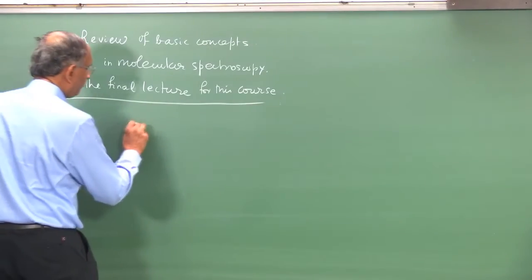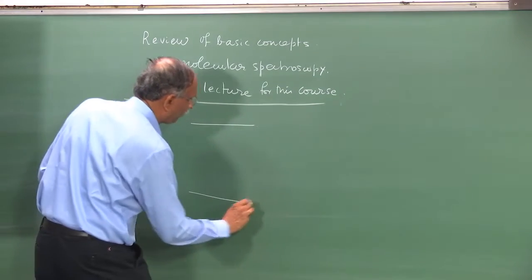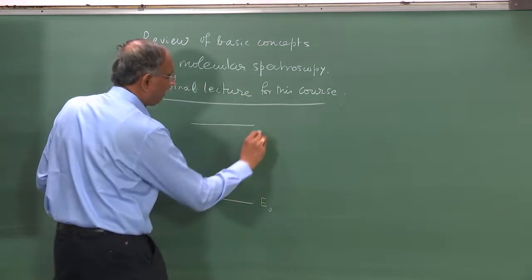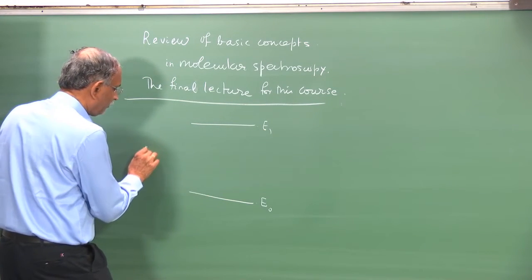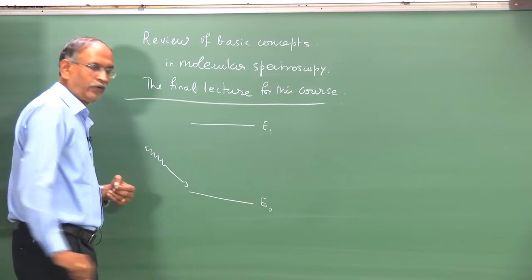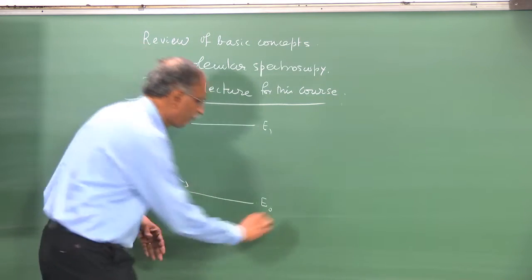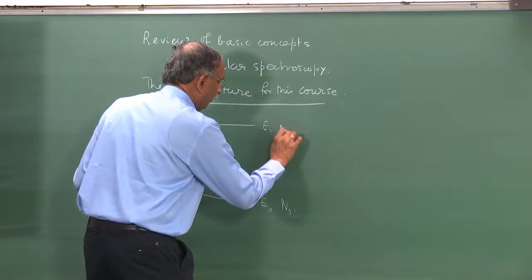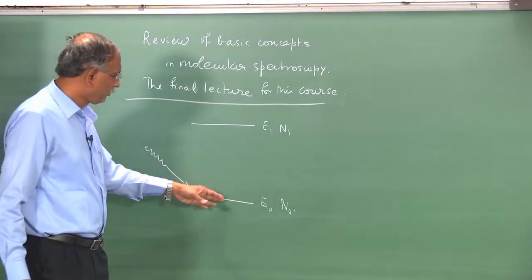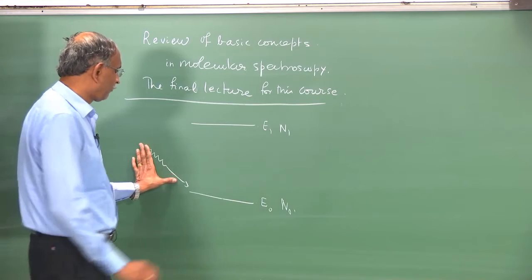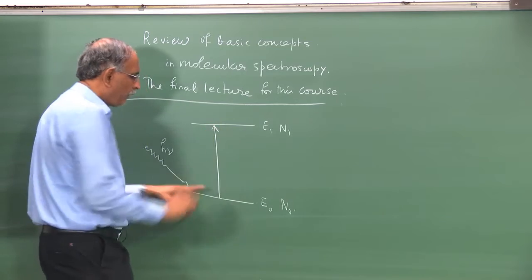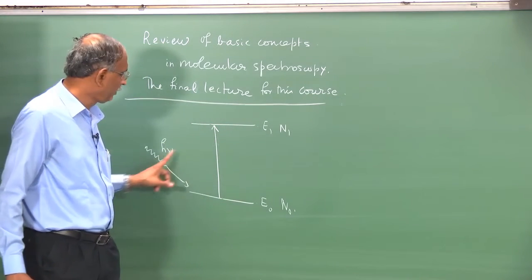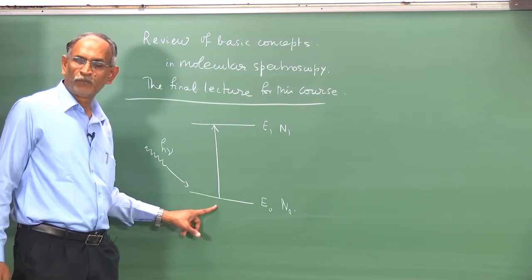If you recall, we had these pictures about the molecular energy levels, the lower energy level and the upper energy level, and the radiation falling on the molecules in their lower energy level, causing them to be excited. If the radiation has the frequency h nu, which corresponds to the gap between these two energy levels, there is a possibility that this radiation will be absorbed.